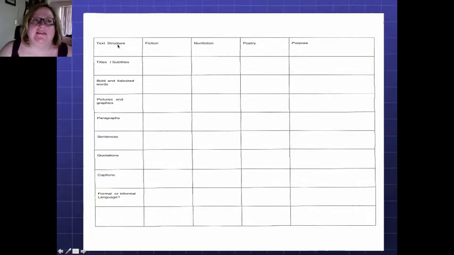So as you can see, what we're going to be doing is looking at what text structure is in the writing. We'll start by looking at the poetry that you read yesterday, and you're just going to identify, are these things in there or are they not? Then you're going to read a piece of fiction, and you're going to look to see if these things are in there or not. And finally, we'll read a piece of nonfiction and see what text structures are in that so that we can compare them.